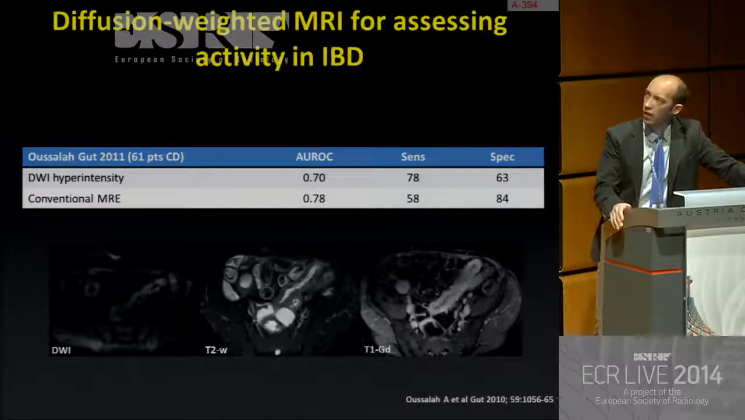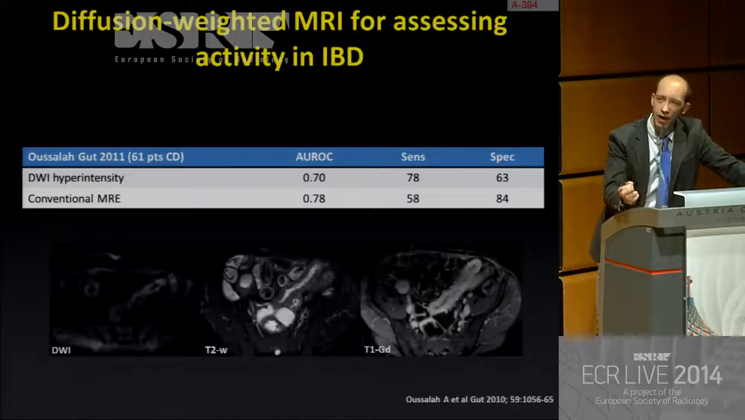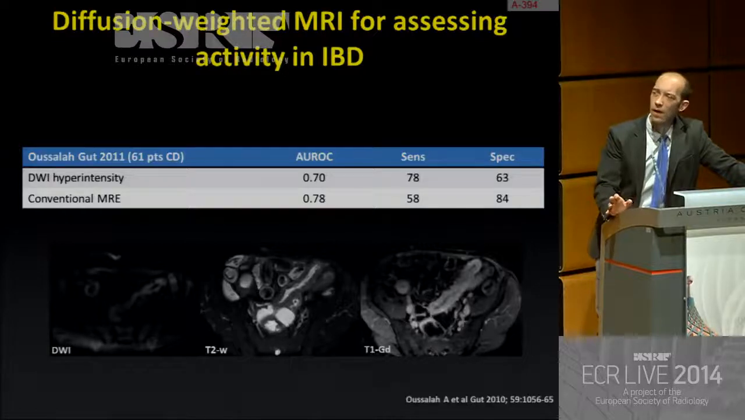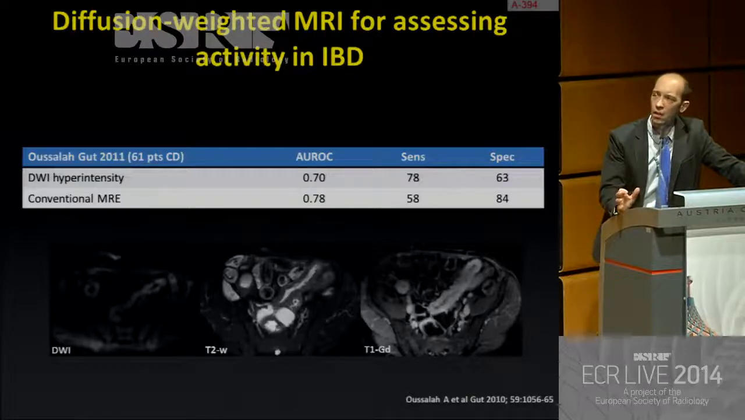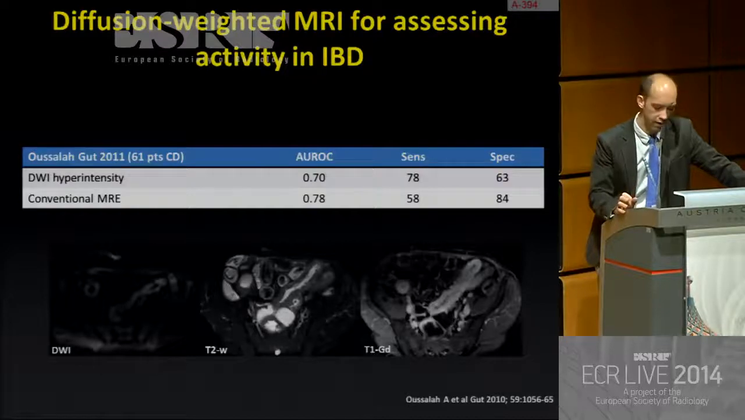Diffusion is also gaining interest in the workup of these patients, but it is true that diffusion may have a higher sensitivity for detecting early lesions in chronic disease, mild lesions that usually cannot be identified by conventional MRE. However, the main limitation of diffusion is the low specificity, so it's a bit risky to take decisions based on diffusion alone, because we are overestimating the extension or the segments with activity. So we have to be a bit cautious in taking decisions based on diffusion.